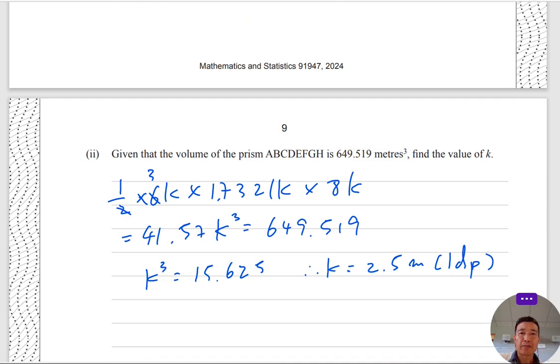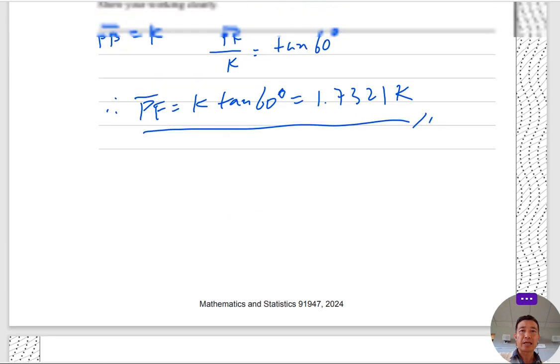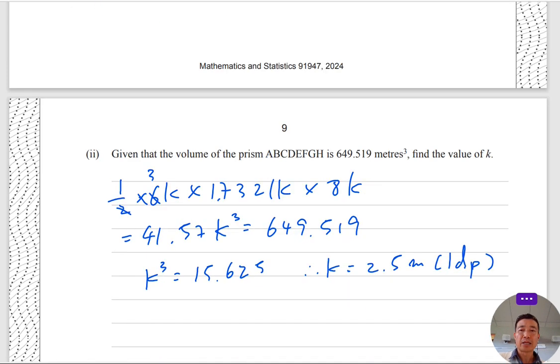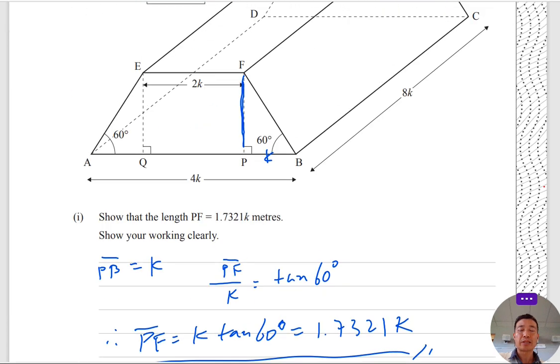And hence, given that the volume of the prism is 649.519 meter cubed, if that is the case, find the value of k. Now, that's why we needed this height, isn't it? So PF being height, so half times the area of trapezium is what? Half times top plus bottom times height, isn't it?